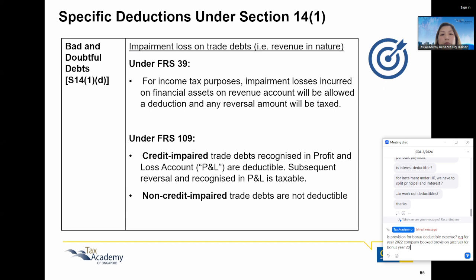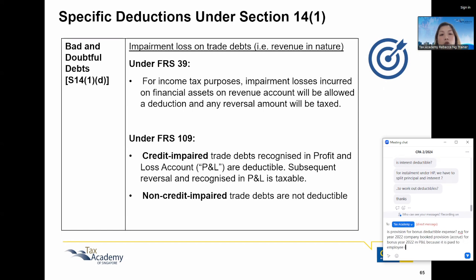And because of the adoption of FRS 109, Section 41 also provides some provisions on whether the provision is credit impaired or not. So non-credit impaired trade debts are not deductible. Only credit impaired trade debts are deductible, right?